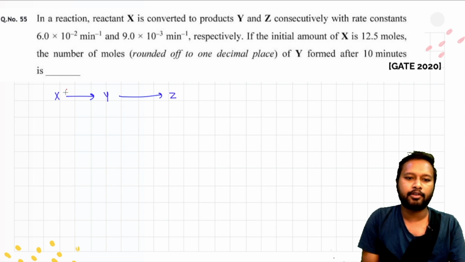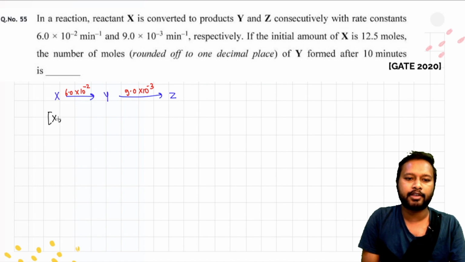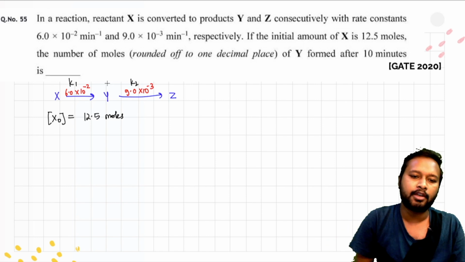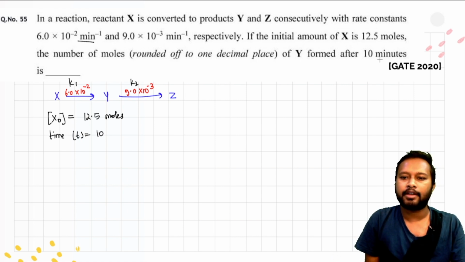The rate constant is given to you as 6.0 into 10 to the power minus 2, and here it is 9.0 into 10 to the power minus 3. So these are the values given to you, right? Now based upon that you have certain more values, like the initial concentration of X. I'll write it down as X naught, and that is 12.5 moles. This is K1 and this is K2. The time given to me is T, and this is 10 minutes. Since the rate constants are in minutes, time is also in minutes, so I don't have to change anything.